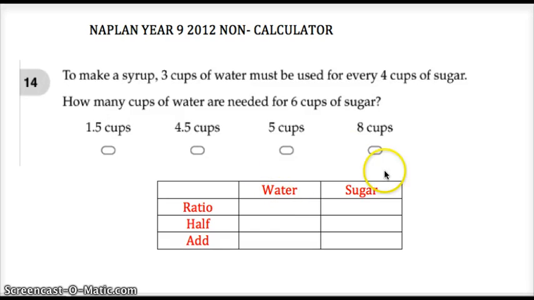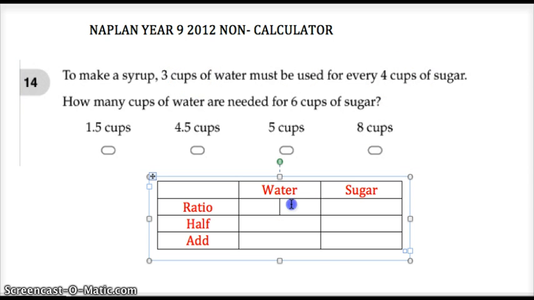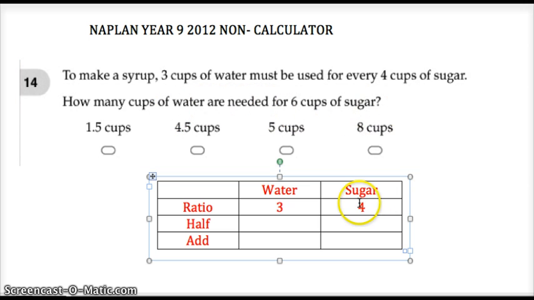Now I'm looking at this question. The information in the question is telling us that to make the syrup, 3 cups of water for every 4 cups of sugar. So I'm going to put that the ratio of water to sugar is 3 to 4. Now it says how many cups of water are needed for 6 cups of sugar. We've already got 4 cups of sugar. We really only need 2 more cups of sugar.